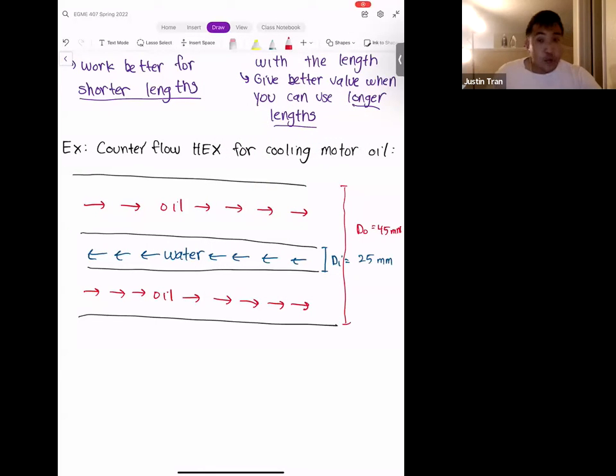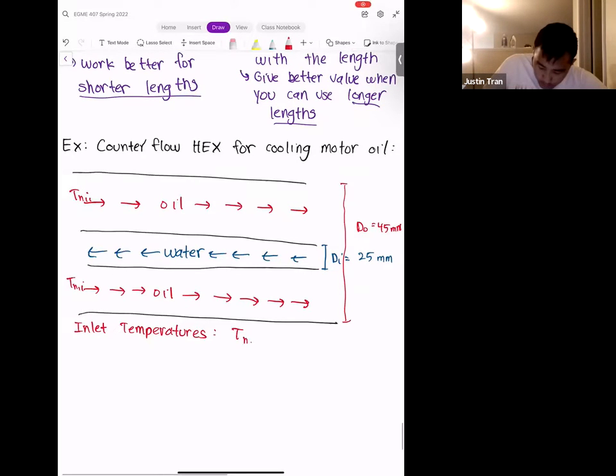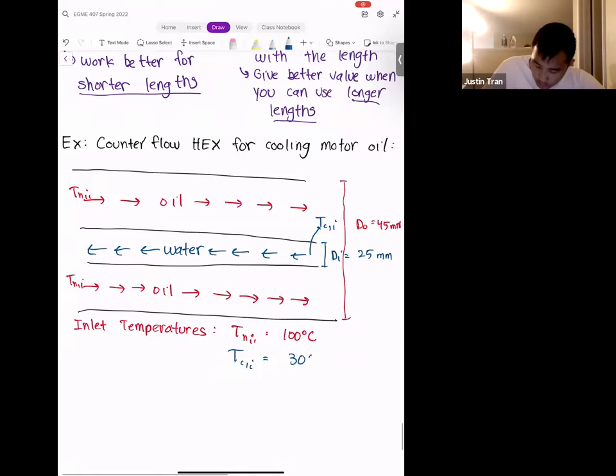In addition to that, we also know the inlet temperatures of the two fluids. Since this is counterflow, the inlet for the oil is going to be on the left, so we'll call this T_H,i. T_H,i for the oil is going to be 100 degrees C. And the inlet temperature for the water, the water being the cold fluid here, we'll call T_C,i. T_C,i is going to be 30 degrees C.